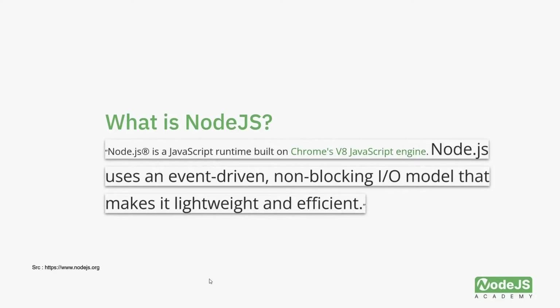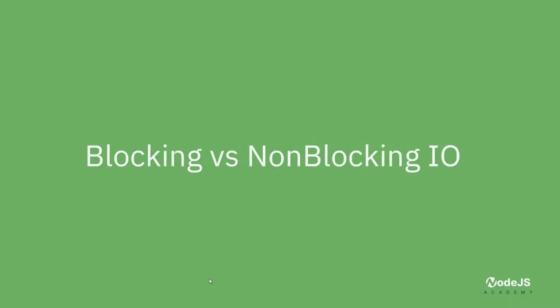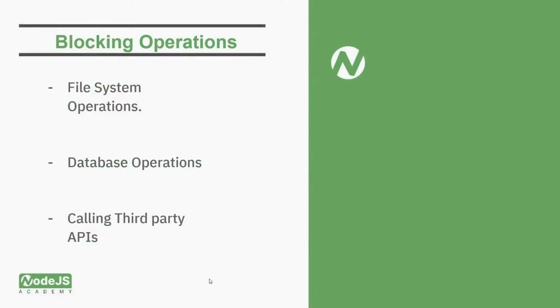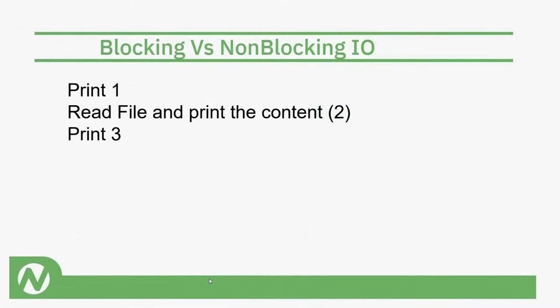Now let us come to the second line of the definition. Node.js uses an event-driven, non-blocking I/O model that makes it lightweight and efficient. There are a couple of terms here, event-driven and non-blocking I/O. On the browser side, we have events like the click, double-click, on-focus, blur, etc. Similarly, for Node.js on the server side, everything is an event, say receiving incoming requests or connecting to a database. File system operations, database operations, and making third-party API calls are blocking in nature.